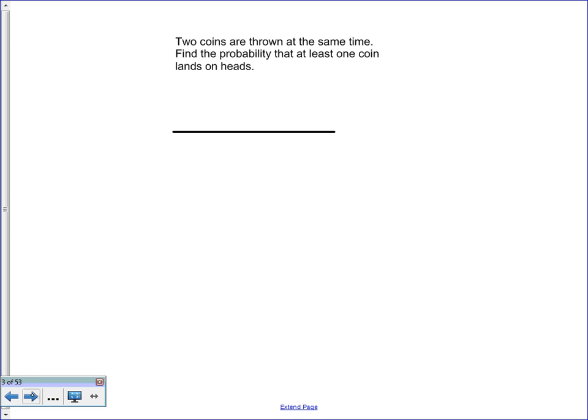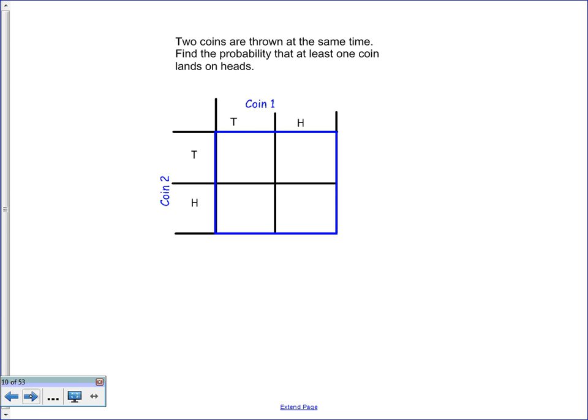We draw a row for one coin and a column for another coin. In coin 1, we could get tail or head. Coin 2, the same. Inside this rectangle, we fill in the possible outcomes if both coins have been thrown at the same time.